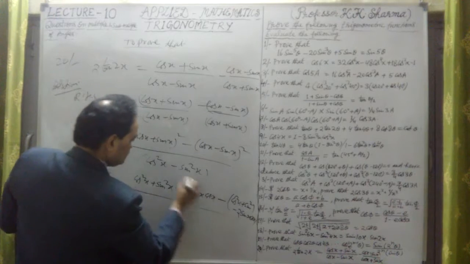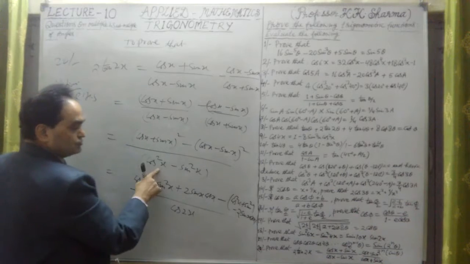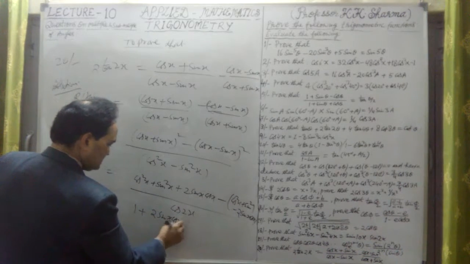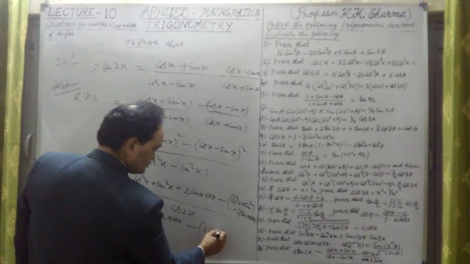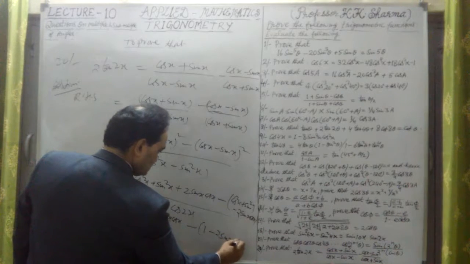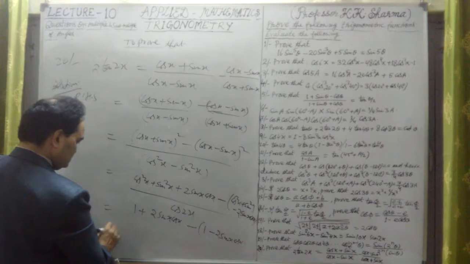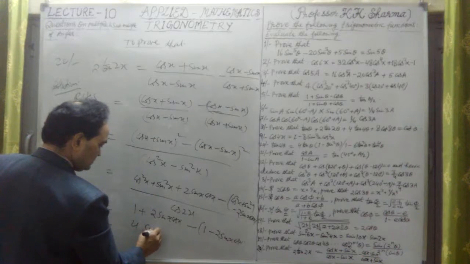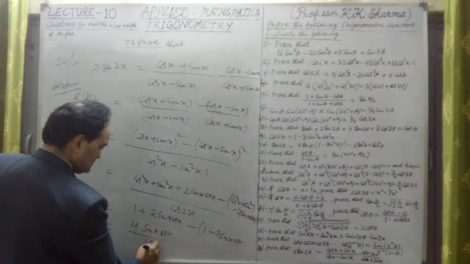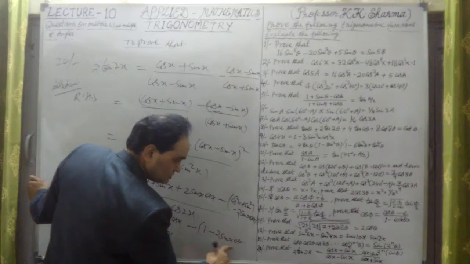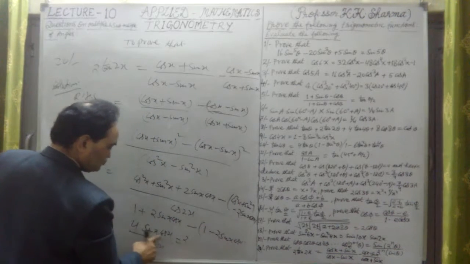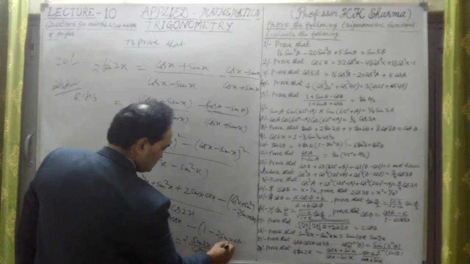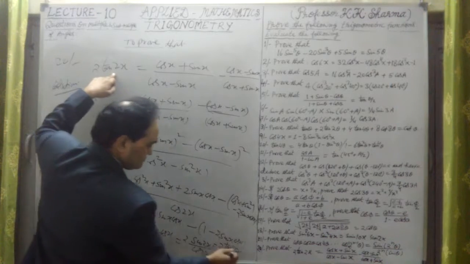The denominator is cos 2x, because cos square x minus sin square x is cos 2x. Now here it is 1 plus 2 sin x cos x minus (1 minus 2 sin x cos x). Opening the minus sign, minus 1 plus 1 cancel out. This gives 4 sin x cos x, because we have plus 2 sin x cos x and plus 2 sin x cos x. If I take 2 common, 2 sin x cos x is sin 2x, divided by cos 2x, which is nothing but 2 tan 2x. So this is the left hand side, 2 tan 2x.